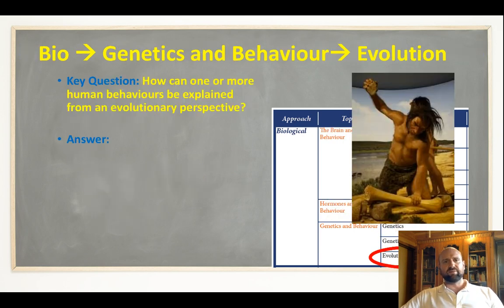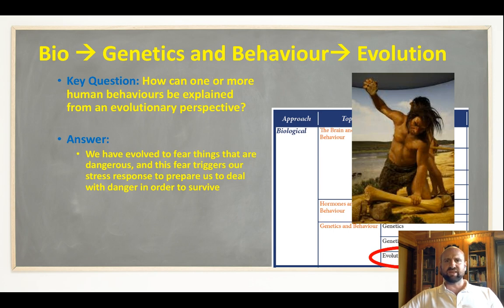Okay, so evolution and behavior. I would say that a good one here is fear, and the idea that we've evolved to fear things that are dangerous. So the behavior we're looking at is fear, and also not only fear, but also the activation of the stress response when we're feeling scared.